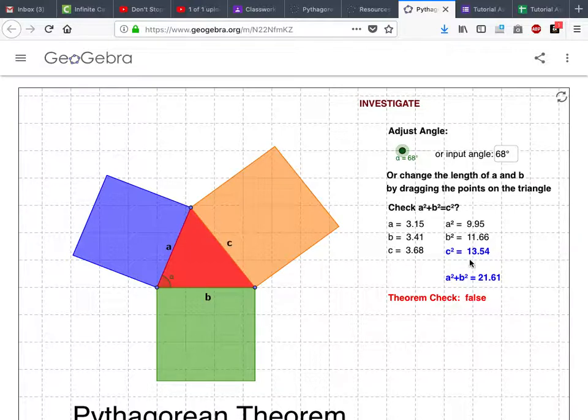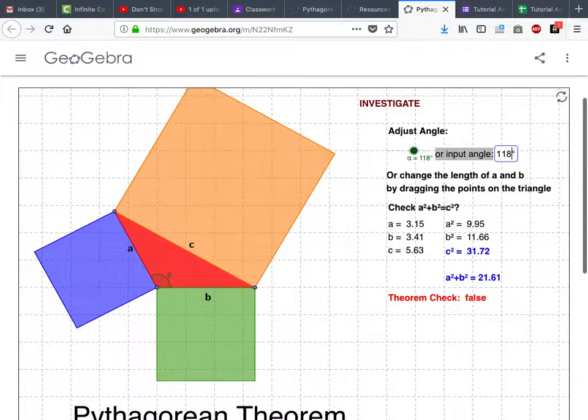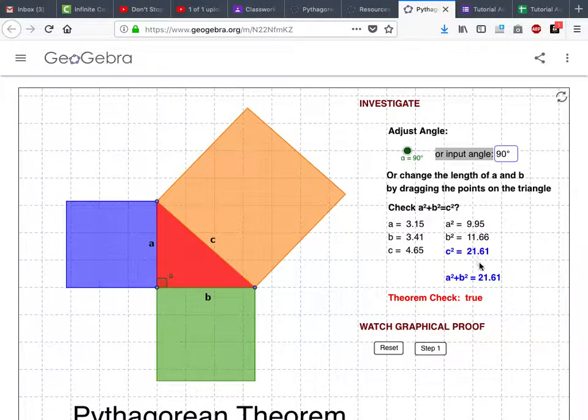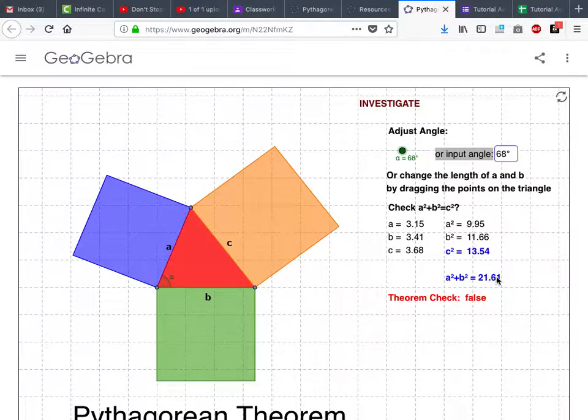What's a squared plus b squared now? It says theorem check is false. 21.61. It's not a right triangle. But what's c squared? So what's greater this time? So before, when it was 90 degrees, they equaled each other, right? A squared plus b squared equaled c squared. But when we have like 68 degrees, is a squared plus b squared still equal to c squared? No. What is it compared to it?